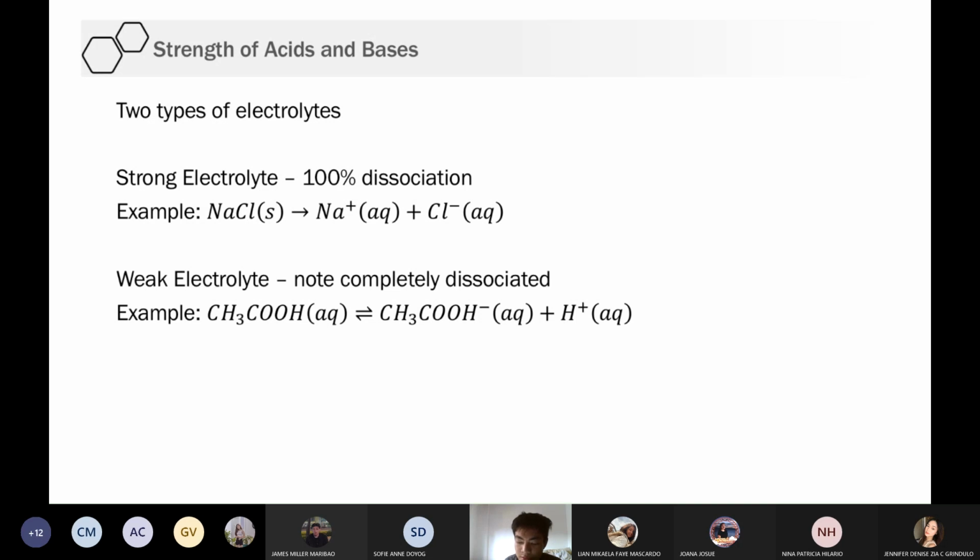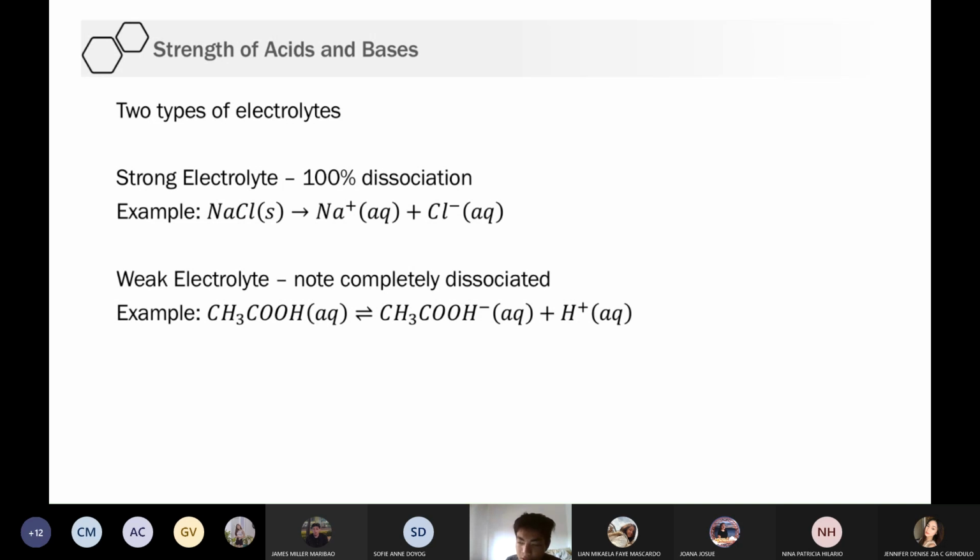Okay? So, let's talk about the strengths of acid and bases, no? So, familiar tayo sa words na weak acid, strong acid, no? Paano natin malalaman kung yan ay weak or strong acid? Okay, so ganito lang. There are two types of electrolytes, no? We have the strong electrolyte and the weak electrolytes. When I say strong electrolytes, that means it is 100% dissociated, no? So, ano meaning nun? Lahat ng original amount mo na convert into products. Lahat. Okay? So, 100% dissociation yan.